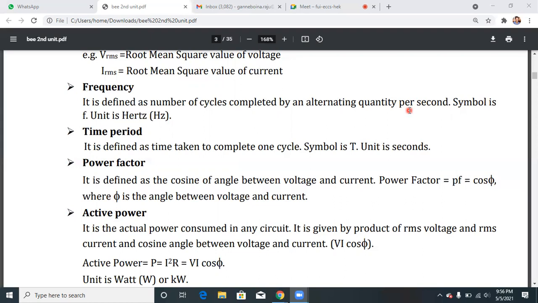Frequency is defined as the number of cycles completed by an alternating quantity per second. You know well what a cycle is. The symbol of frequency is f and the unit is Hz. Generally, the Indian standard frequency is 50 Hz. This is a constant. 50 Hz is the Indian standard frequency.